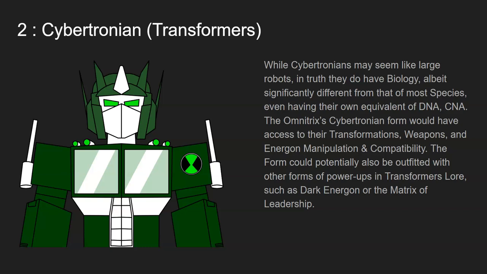Oh yeah, and these power-ups probably would not be permanent aside from maybe Dark Energon, and I don't think that the Matrix of Leadership would just stay with the form if you de-transform, so you probably would have to re-equip it like you're going into a new fight and changing your loadout or something like that. But the form itself probably could be modified if you get Ratchet or Shockwave or something to adjust it.